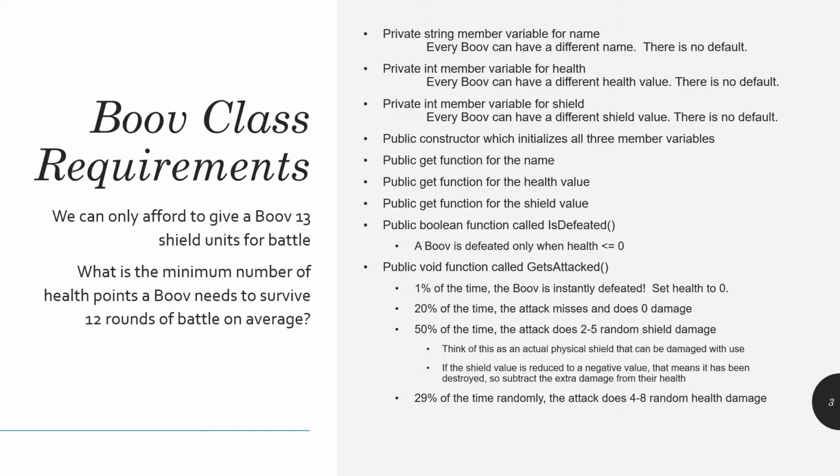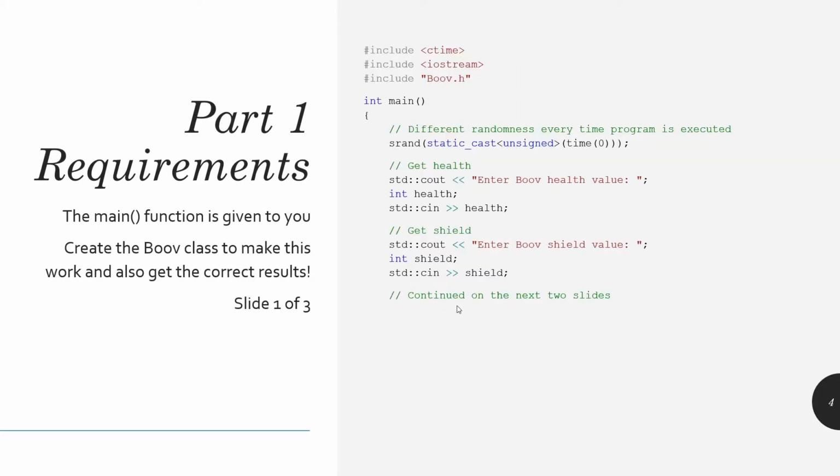And if that shield is reduced to 0 or a negative value, that means the shield's been destroyed, so it's essentially useless. So that damage would go to your health, because with a destroyed shield, the attack is hitting you instead of hitting the shield. And 29% of the time, the attack does random health damage. It basically just bypasses the shield altogether, doesn't even affect the shield, hits your bare body, and does 4 to 8 random damage. And so the code itself, I've given you the runner, the main function.